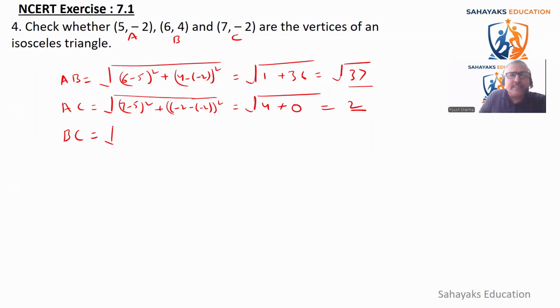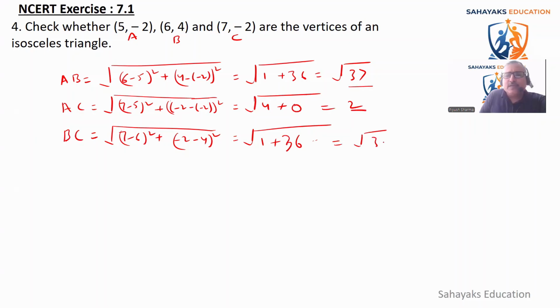Now let's find BC, which is equal to the square root of (7 minus 6) whole square plus (-2 minus 4) whole square. So 7 minus 6 whole square is 1, 1 square is 1, and -2 minus 4 is -6. -6 square is 36. And this value comes out to be the square root of 37.